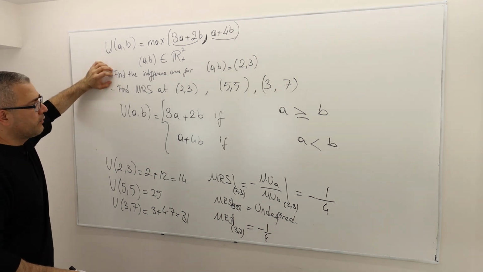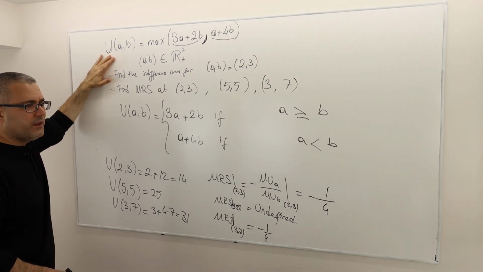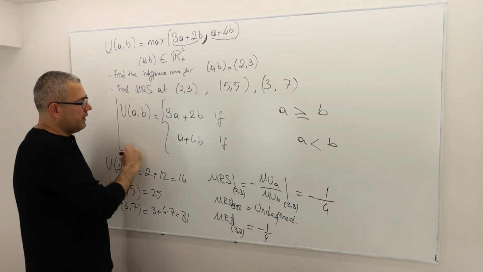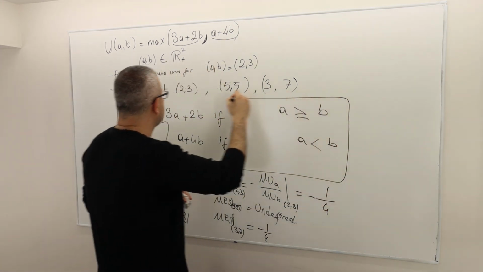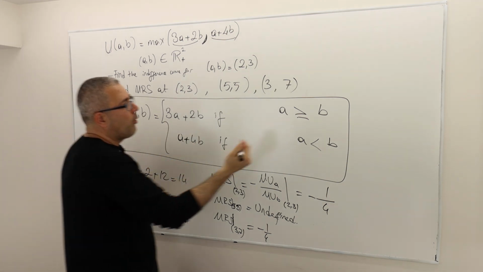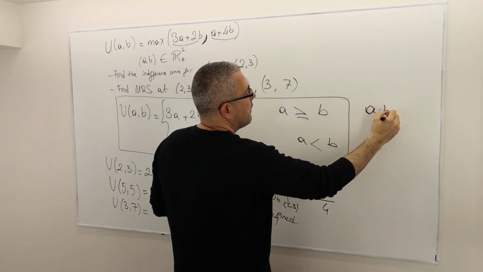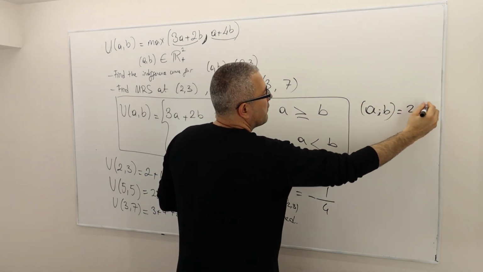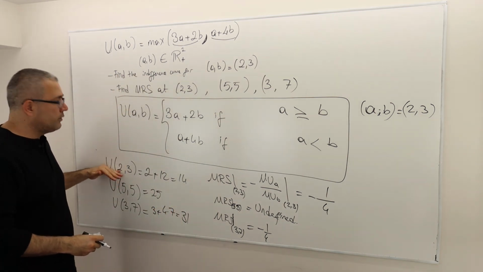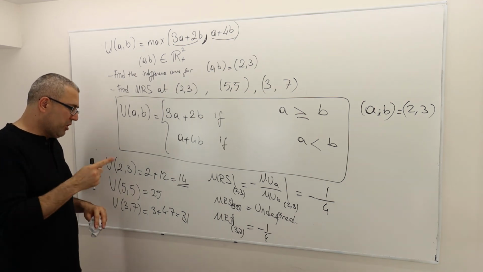What was the first part of the question? Well, the first part was find the indifference curve, right? Draw the indifference curve. Well, simple. All you have to do is draw the indifference curve of this step utility function at point (A, B) equals (2, 3). As simple as this. Well, what is the utility level at (2, 3)? It's 14. All right? Good.